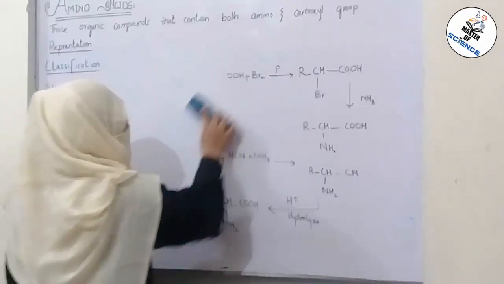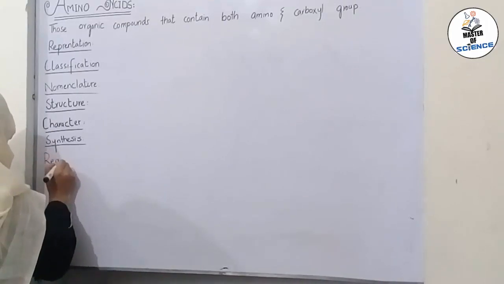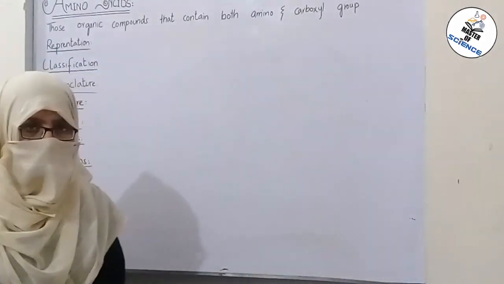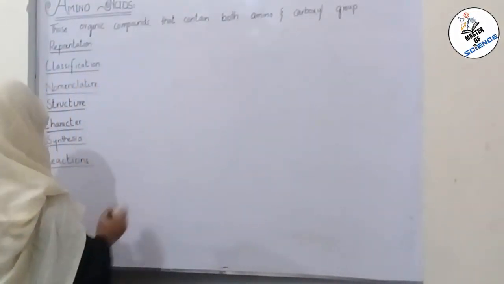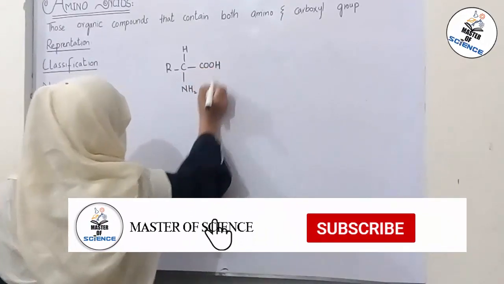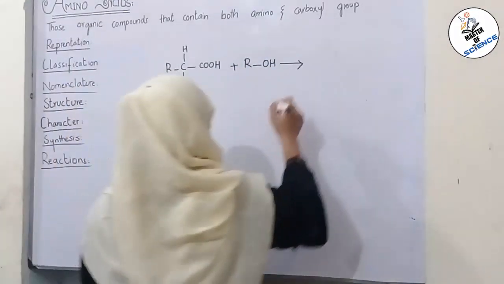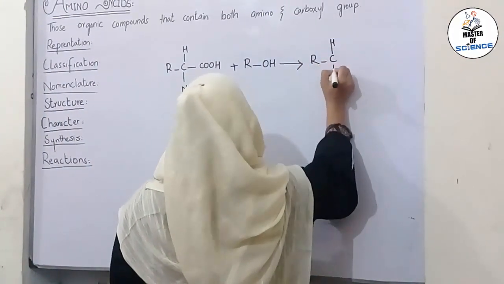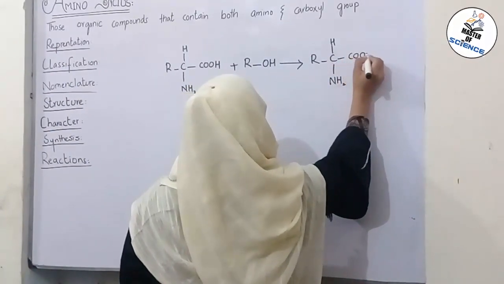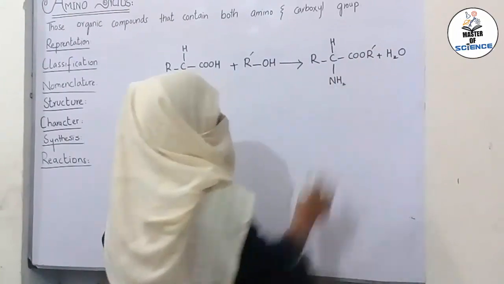Okay, now we will move towards its reactions. Its reactions are either due to the carboxyl group or due to the amine group. Consider, when this amino acid reacts with alcohol, then amino esters are formed. COOR dash, this R dash will come here. So this is the alpha amino ester which will be formed.